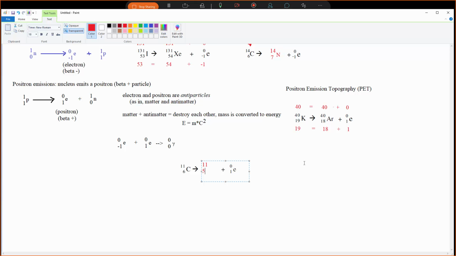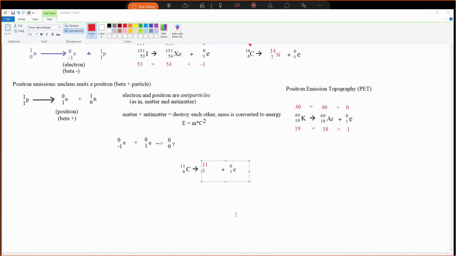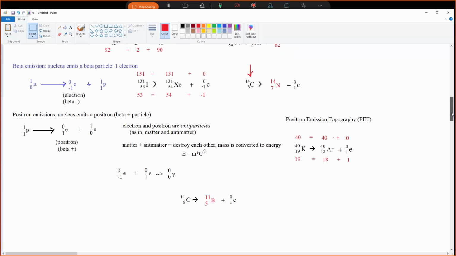Okay, Erica says 11 on top, 5 on the bottom, because 11 equals 11 plus 0, and 6 equals 5 plus 1. We can just look at our periodic table and confirm element number 5 is boron. Excellent. So when carbon decays by positron emission, you get boron. There we go. Yep. So that is positron emission. All right, how do you guys feel about these three?